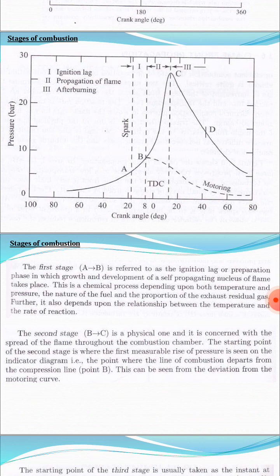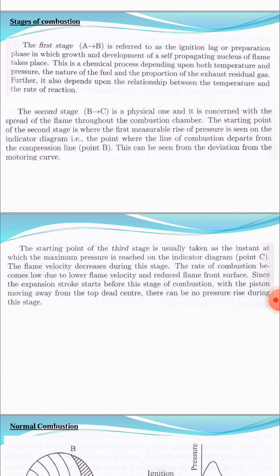The second stage, B to C, is a physical one and it is concurrent with the spread of the flame throughout the combustion chamber. The starting point of the second stage is where the first measurable rise of pressure is seen on the indicator diagram. That is the point where the line of combustion departs from the compression line, point B. This can be seen from the deviation from the motoring curve.